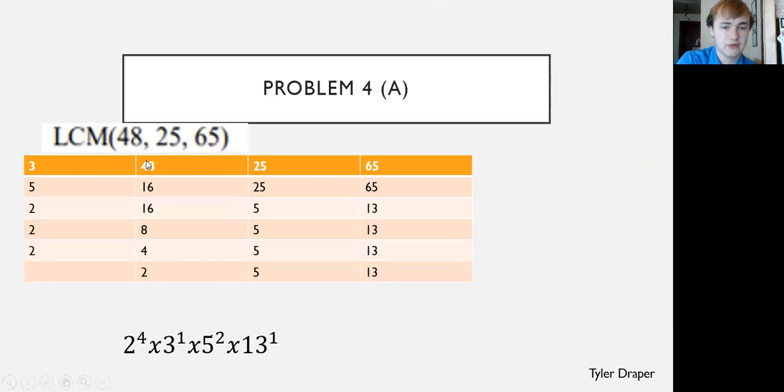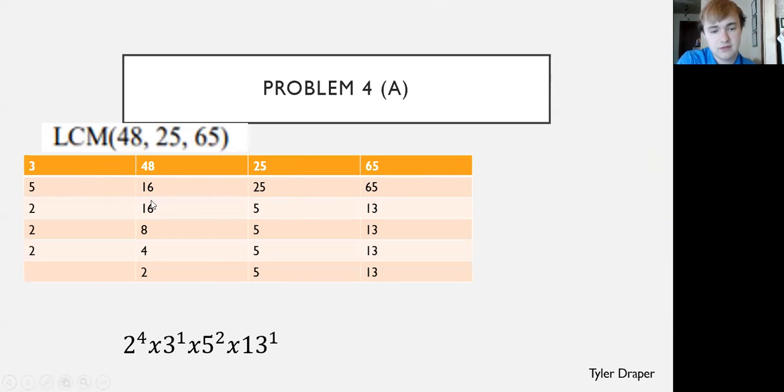First, we're going to divide by 3. Now, this is important. When we divide, sometimes a number may not be divisible by that, so it stays the same and you pull it down. 48 divided by 3 is 16, bringing down 25, 65. Next, we're going to divide by 5. The 16 doesn't change, but the 5 does. So 25 becomes 5, 65 becomes 13.